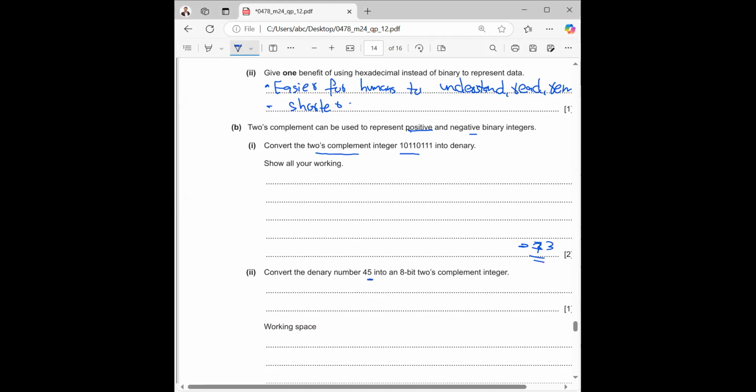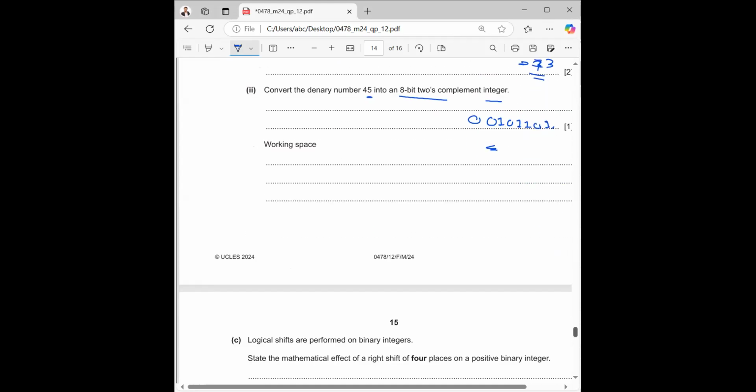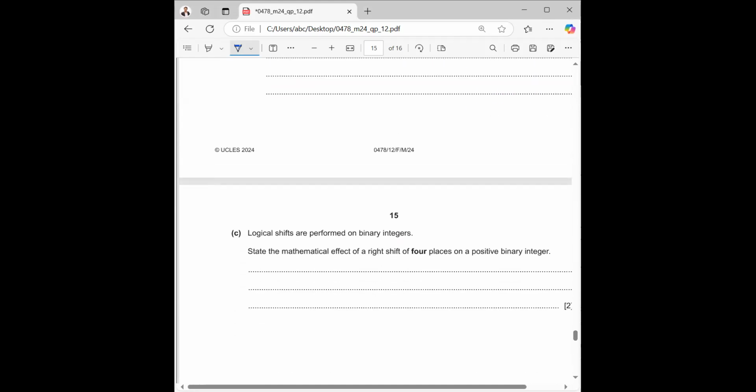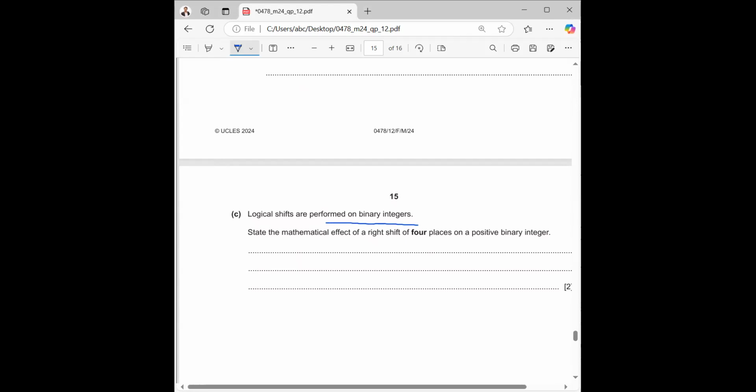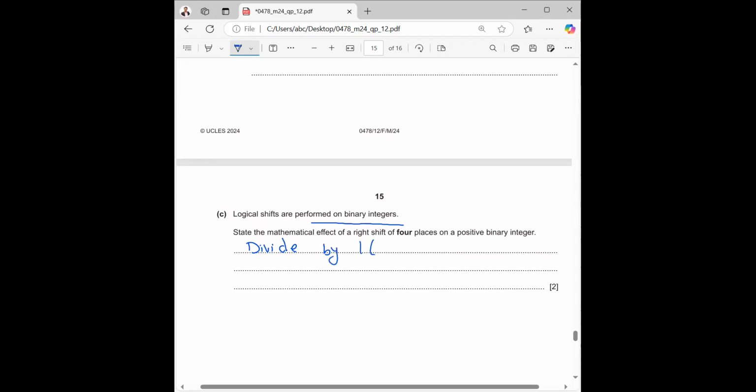Then convert the denary number 45 into 8-bit 2's complement. This is going to be 00101101. You need to show working here. And then it says logical shifts are performed on binary integers. State the mathematical effect of a right shift. So I discussed this. The mathematical effect of a right shift is like when you divide them by 16, that's it. Or you can say 2 to the power 4. So it's same. This is 1 mark, this is 2 marks.